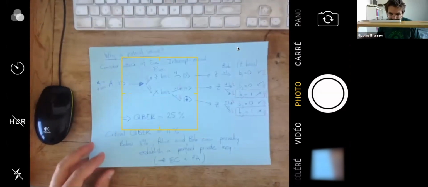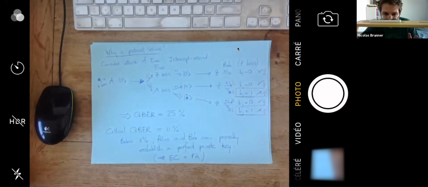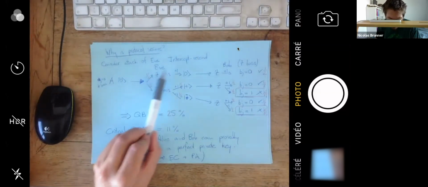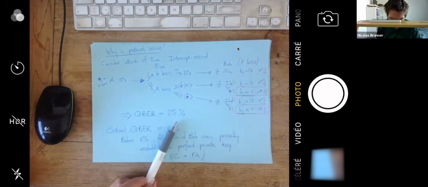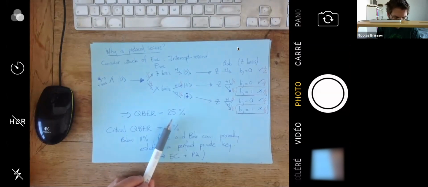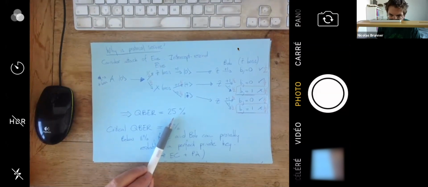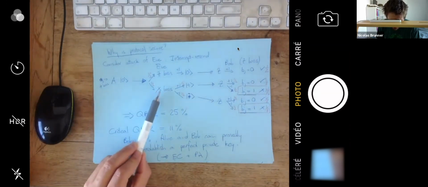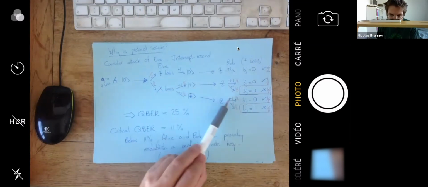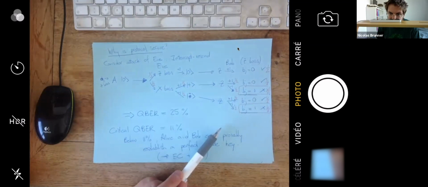Let me come back to this. This is the slide corresponding to your question. Indeed, in this intercept-resend attack, the error rate was 25%. So if Alice and Bob see a 25% error rate, what can they conclude? They can conclude that there may have been an eavesdropper and that Eve implemented this particular attack.